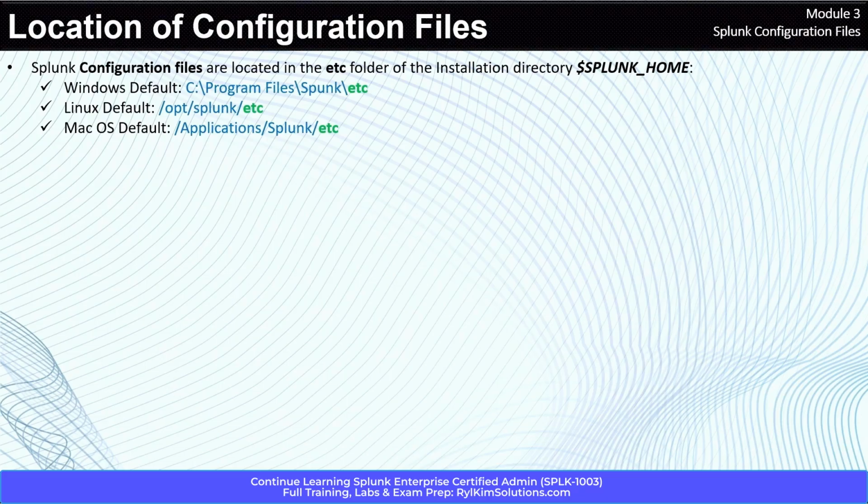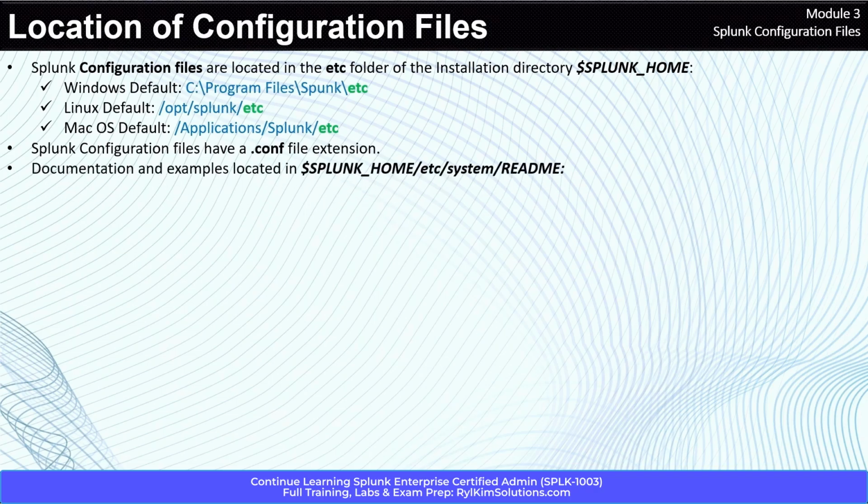Now, how do you know that a file is a configuration file? All these configuration files have an extension, which is .conf. So they all have the .conf extension in Splunk, and that's how you're going to identify them as configuration files.